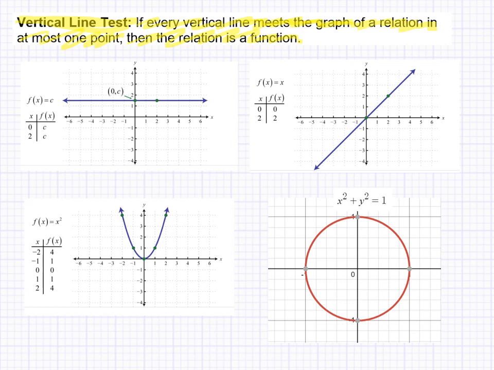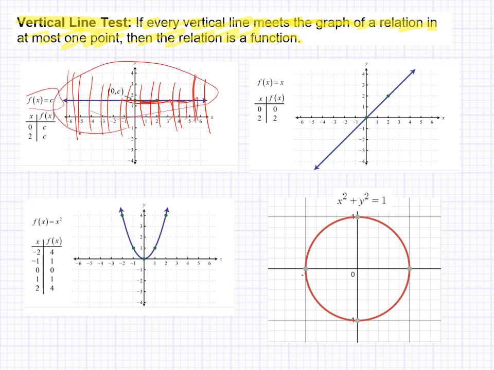So the idea here is if I look at any one of these and I put a vertical line anywhere on this graph, I can only hit at most one point, because that would then verify that one x is mapped to one y. So each x gets a y. Now all these x's happen to get the same y, but we've already said that that's okay. So this horizontal line, which is the graph of f of x equals, say, some constant c, would be, in fact, the graph of a function.